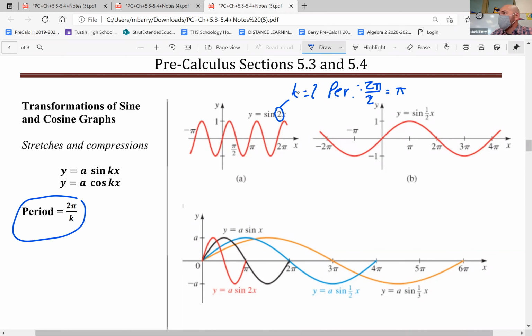So the period length of pi, what that means is on this one, we can see we start kind of at the origin there. And then we do 1 hill and 1 valley. And then we finish the cycle at pi radians instead of 2 pi radians.